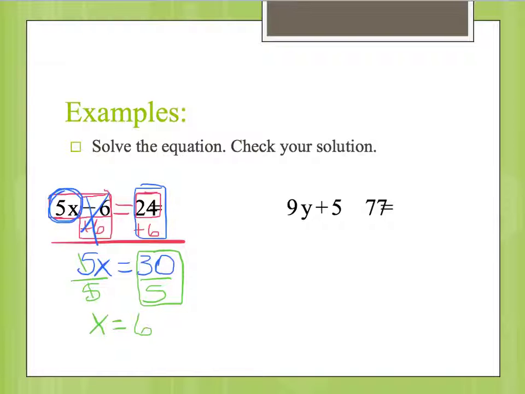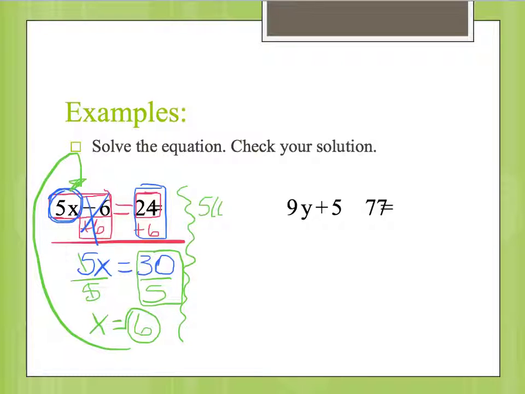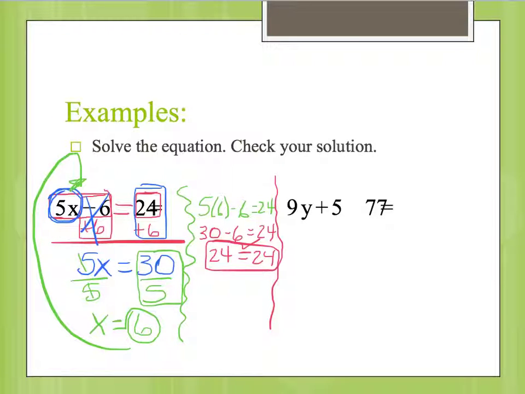In order to check my solution to make sure that it balances, I simply take my 6 and I plug it back in for the x term in the original equation. So 5 times 6 minus 6 should be equal to 24. I'll use the order of operations now to check my solution. So I have to multiply 5 times 6 first. Then I'll subtract 6 to see if it balances. 5 times 6 would be 30, and 30 minus 6 needs to be equal to 24. So we'll see here that 30 take away 6 is 24. So the solution to my equation checks out. And so that's how I prove that 6 is the correct answer.